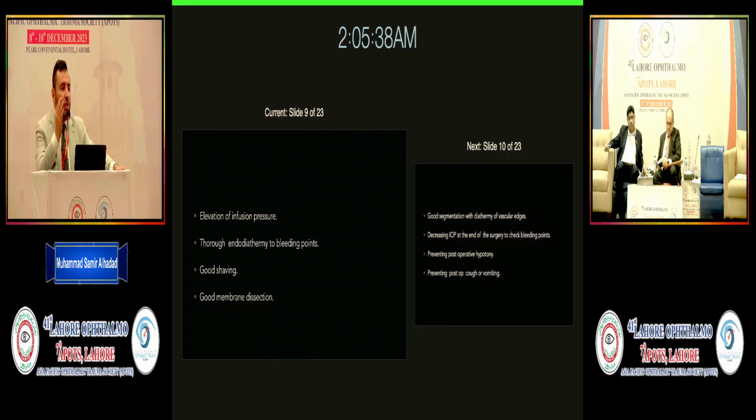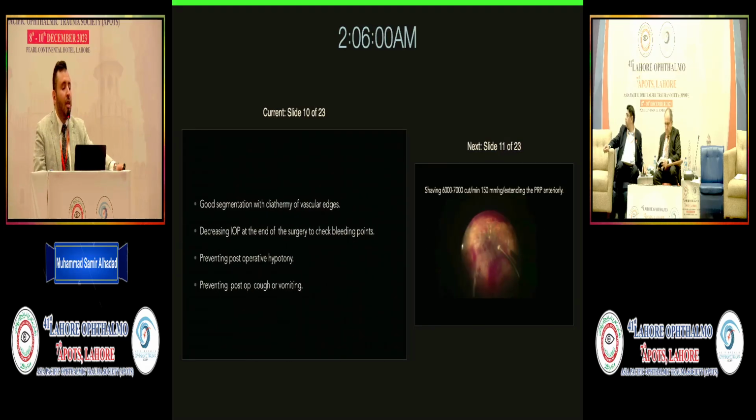At the end of the surgery, if you decrease the bottle, decrease the intraocular pressure to 10 millimeter mercury, for example, you will see the bleeding points at this point of surgery. While decreasing the intraocular pressure, the bleeding points start to bleed. Just do a proper diathermy. Good segmentation with diathermy of the vascular edges, decreasing intraocular pressure at the end of the surgery to check bleeding points, as I said, preventing post-operative hypotony and preventing post-operative cough or vomiting.